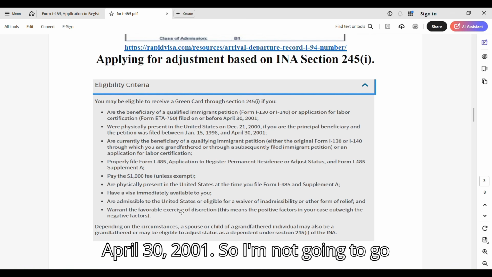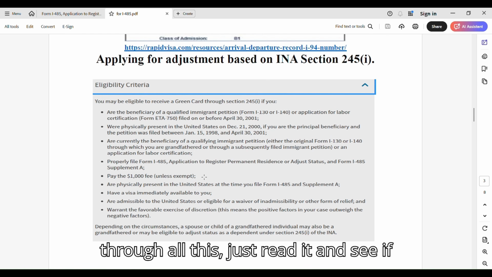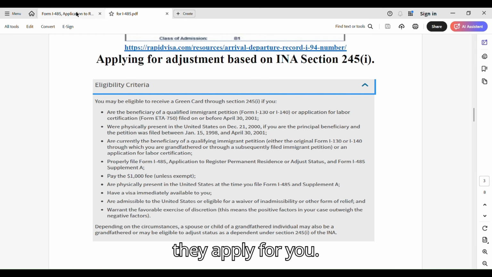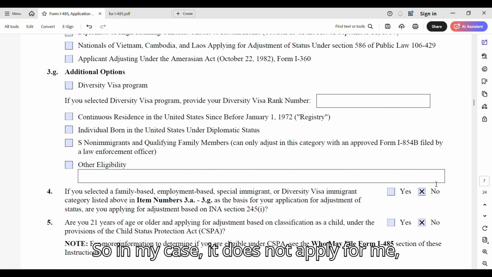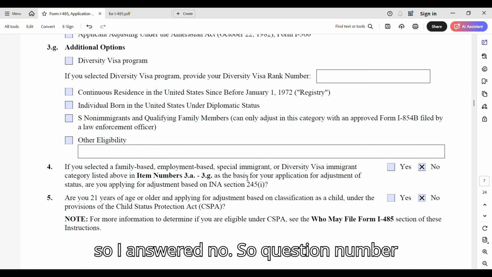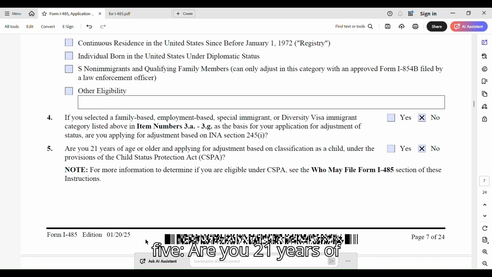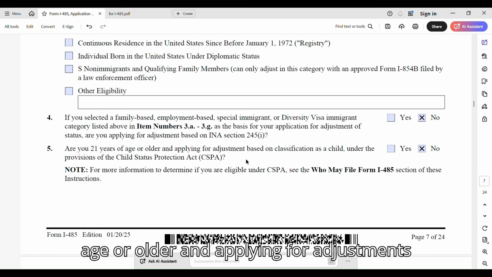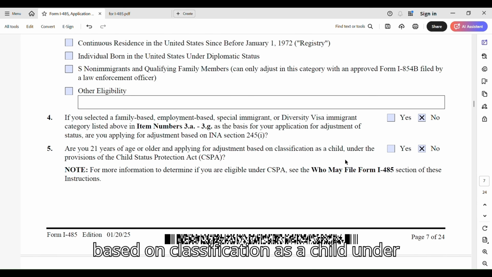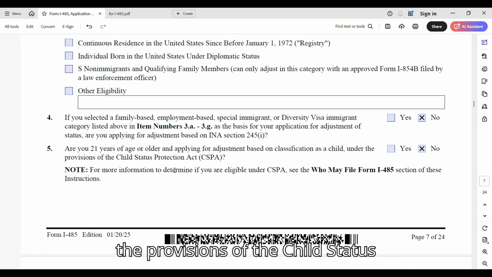So I'm not going to go through all this. Just read it and see if they apply for you. So in my case, it does not apply for me, so I answered no. So question number 5. Are you 21 years of age or older and applying for adjustment based on classification as a child under the provisions of the Child Status Protection Act? In my case, is no.